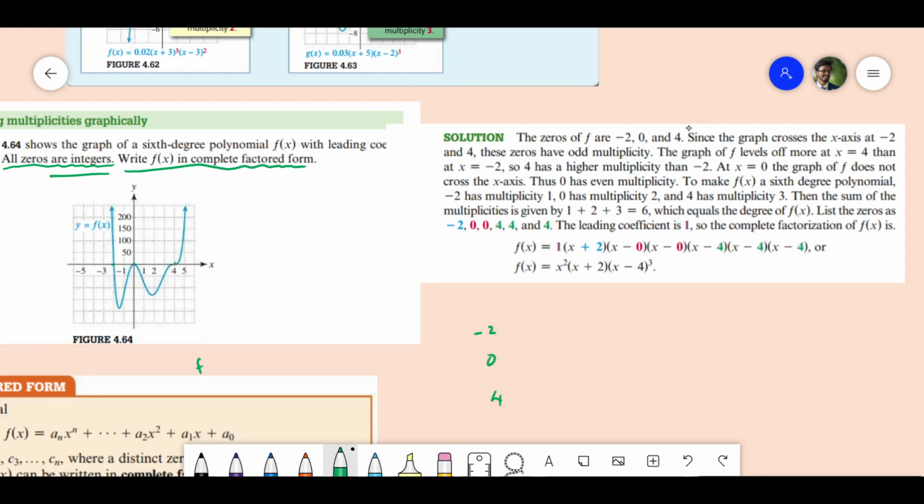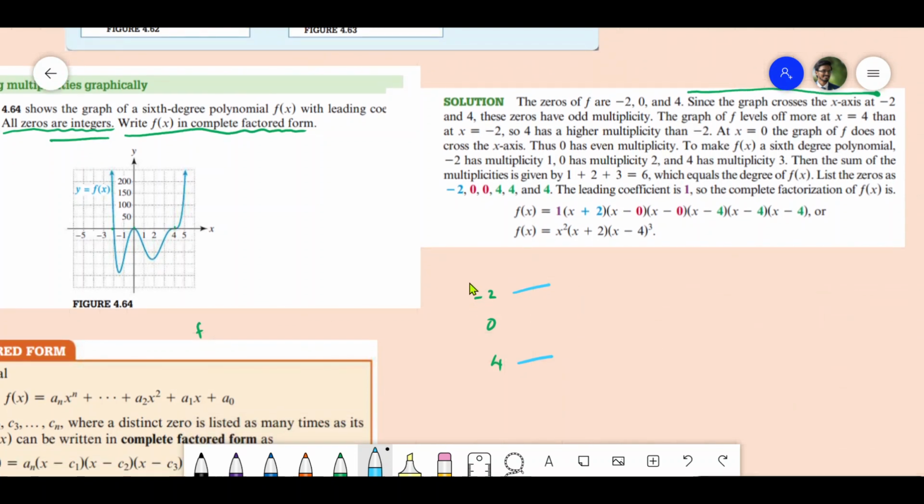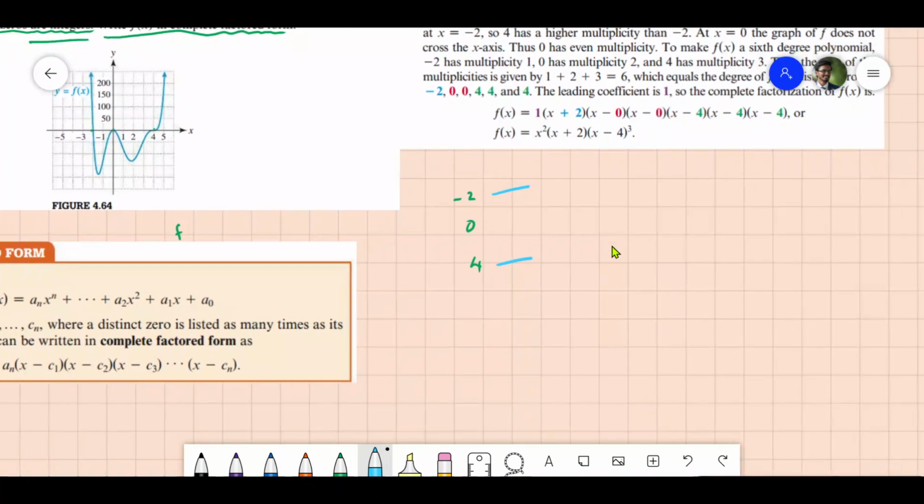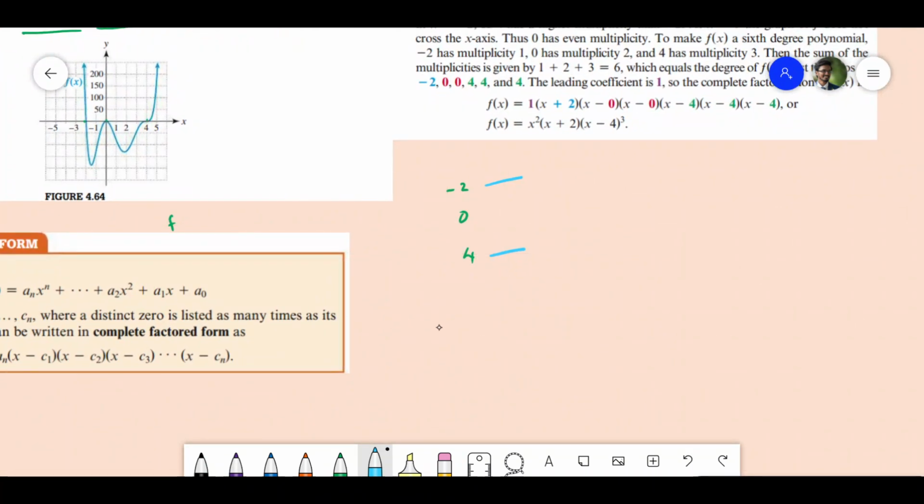Now here it says the graph crosses the x-axis at -2 and +4. So at these 2 points the graph crosses the x-axis. Now also, since these are the only roots that this function has, and the function is a 6th degree polynomial with the leading coefficient 1.